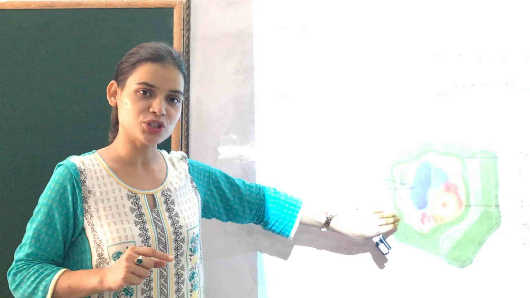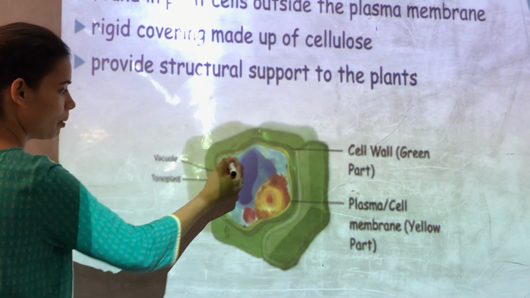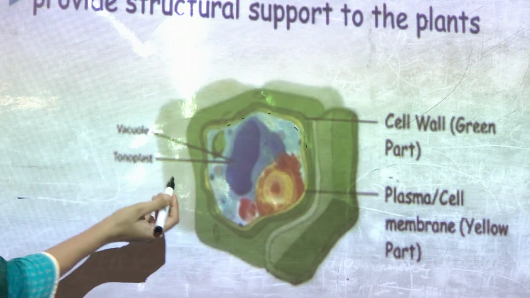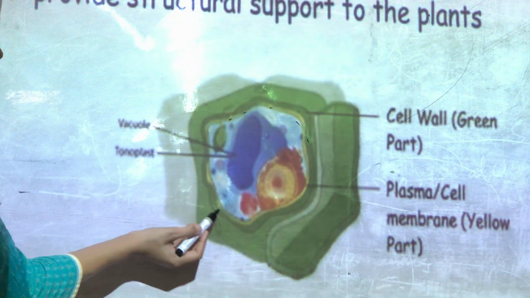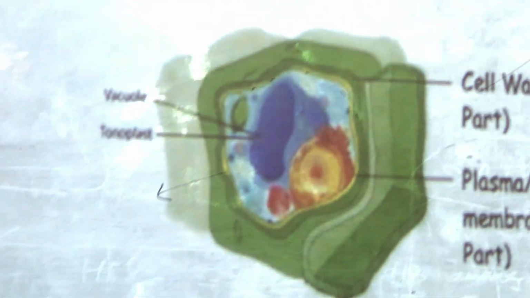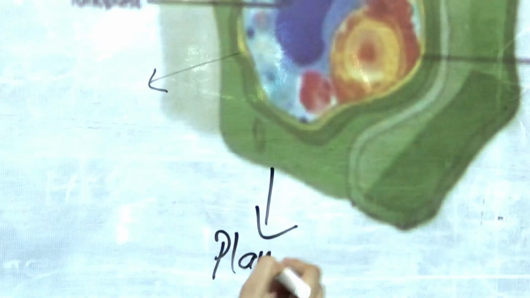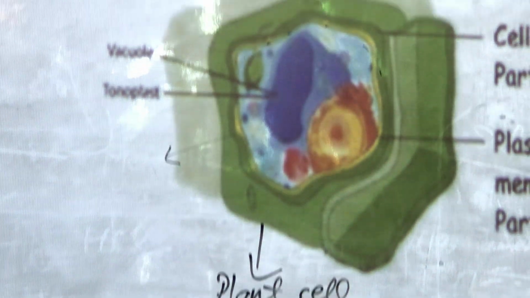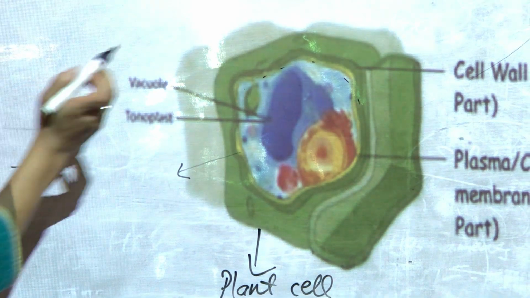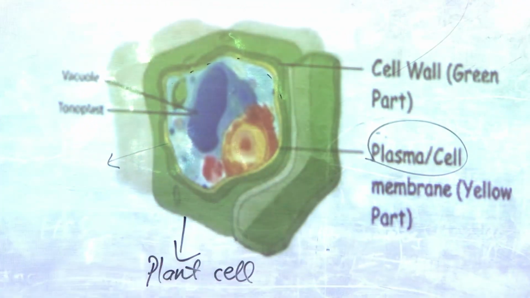If you can see this picture, children, you will see that this is a cell. As you can see, this blue part, this all is a cell. Here you will see the plasma membrane. Can you see this yellow part? That small yellow layer is the plasma membrane. First of all, this is a plant cell. I have taken one plant cell. This yellow part which you can see is the plasma membrane.